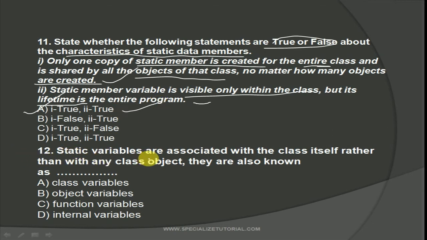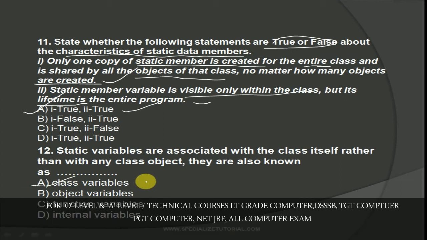Now take question number 12. Static variables are associated with the class itself rather than with any class object. They are also known as what? Class variable, object variable, function variable, or internal variable? Yes, class variable. So static variables are associated with the class itself rather than with any class object. They are also known as class variables.